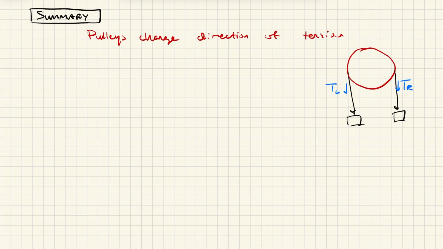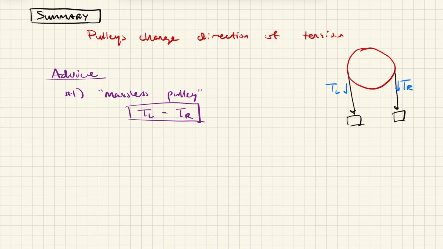And so the first piece of advice we talked about for solving pulley problems was looking out for the key phrase, massless pulley. The massless pulley assumption tells us that the tensions on the left-hand side and the right-hand side have to be equal because of that acceleration argument we made earlier. The second piece of advice is to let the pulley dictate which direction is positive and negative when you're going from the free body diagram to the Newton's second law equations.